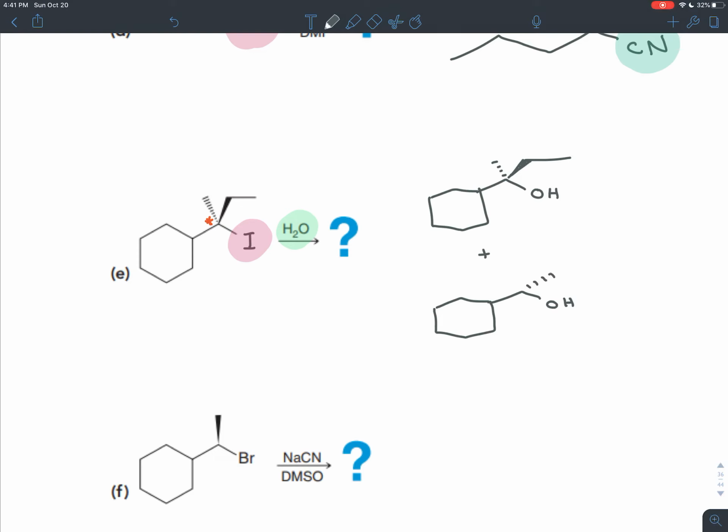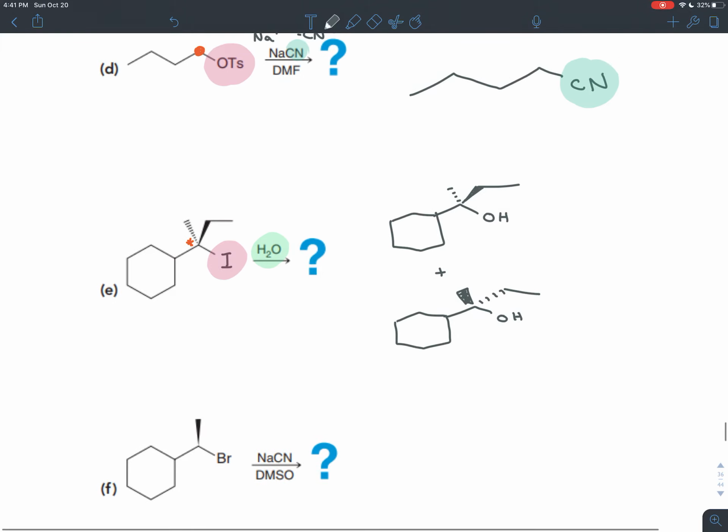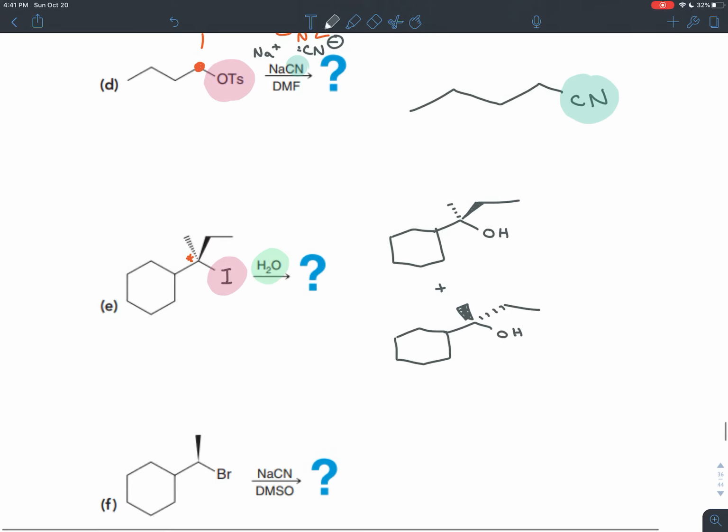The ethyl group will be going away, and the methyl group will be coming out at you. So notice these are opposite hands. If this is right-handed, then this will be left-handed. So those are the 2 enantiomers. You get both enantiomers when you do an SN1 reaction.